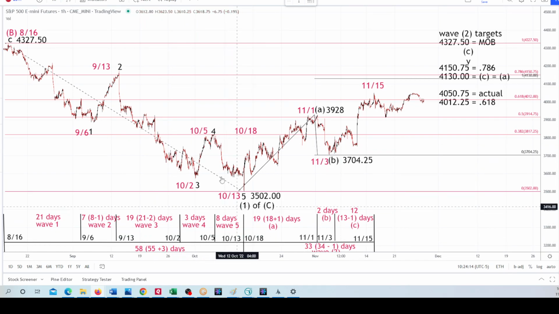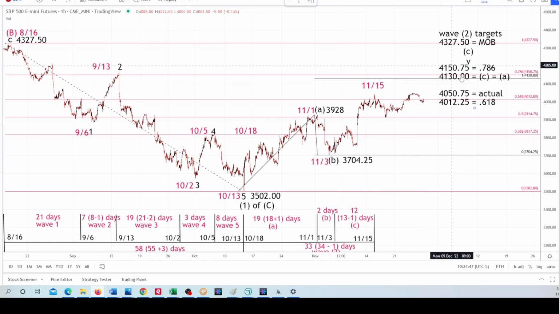And the entire wave 1 down from the 816 high to the October 13th low, 3502, was a Fibonacci 55 plus 3 days. And then the internal workings of wave 2 so far, Wave A was within 1 day of Fibonacci perfection. Wave B down, Fibonacci 2 days. Wave C up was within 1 day of Fibonacci 13 days. And so far, that is the high. Again, it was really close to breaking it there, but it didn't.